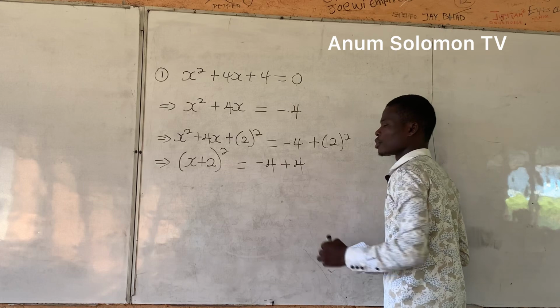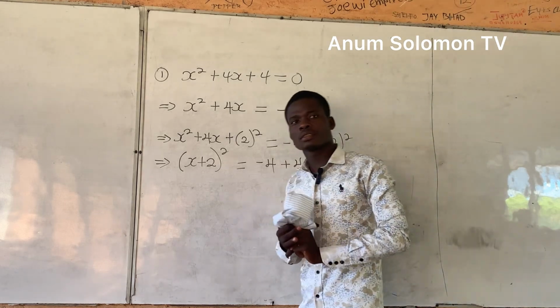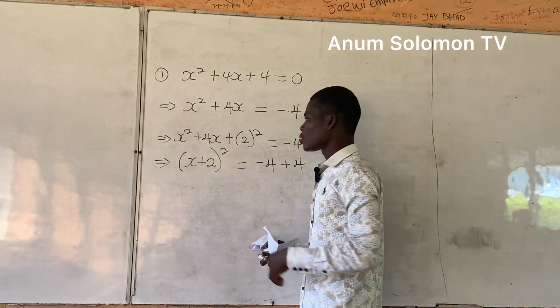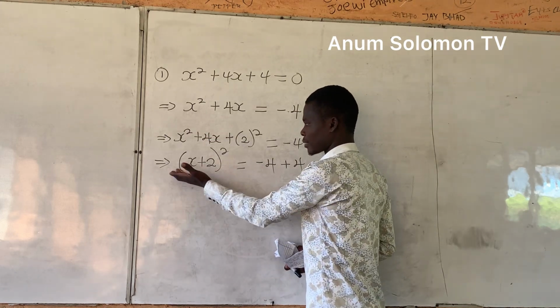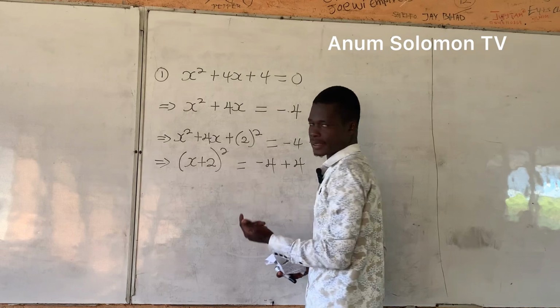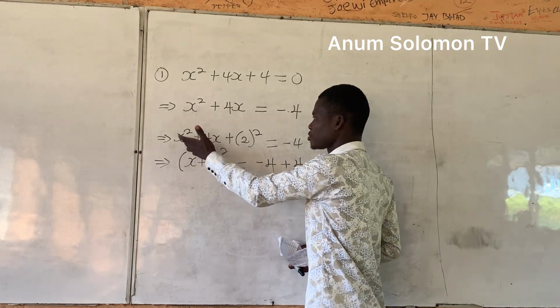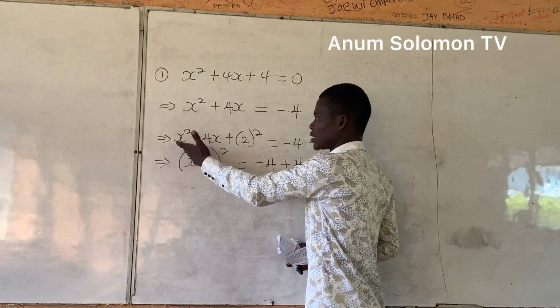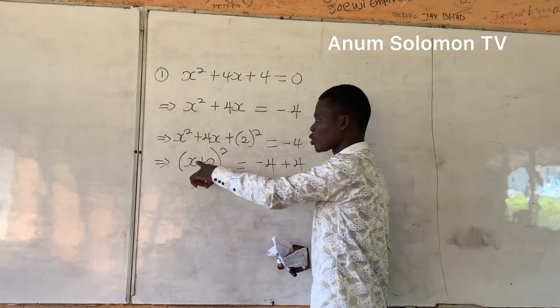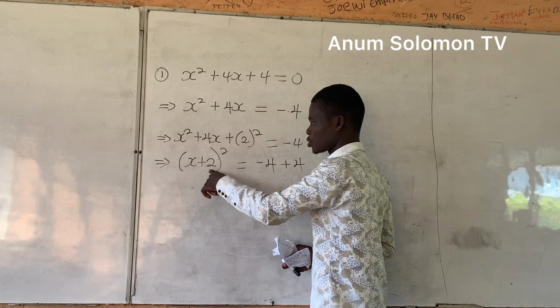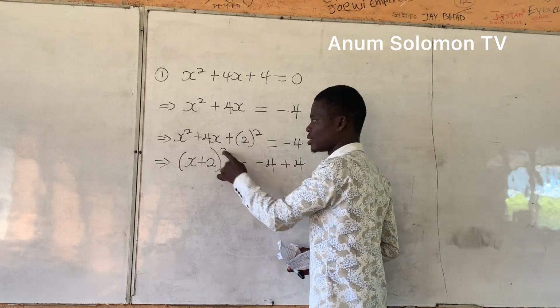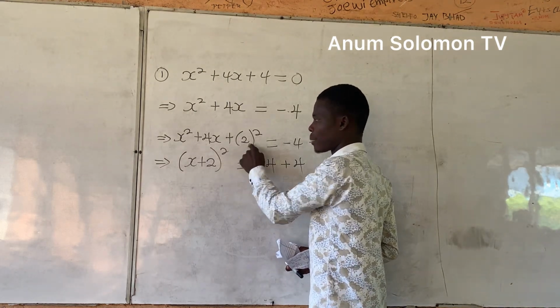That's positive 4. Somebody may ask, so where is the 4x? When you expand this bracket, you get that 4x. In between the two squares, x is also a part. So x to the power 2 is x squared, x times 2 is 2x times this power, you get 4x. Now you get 2 squared back.